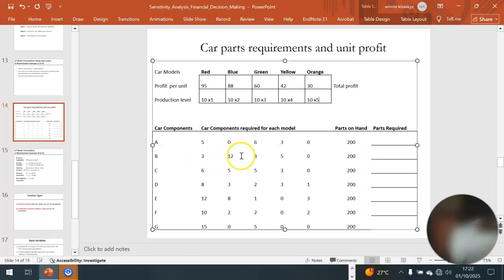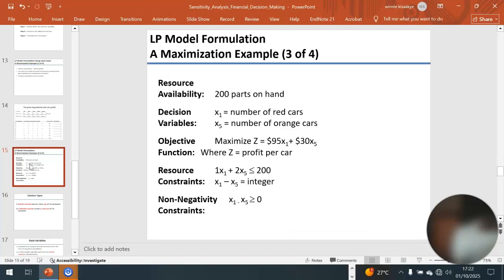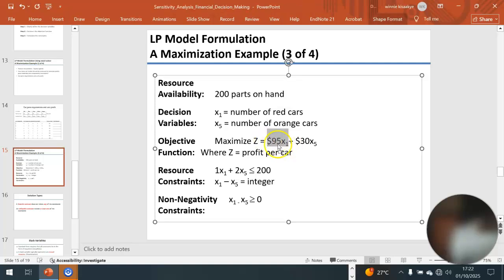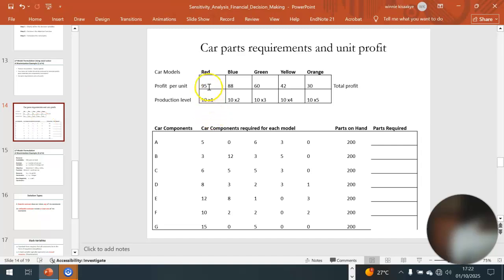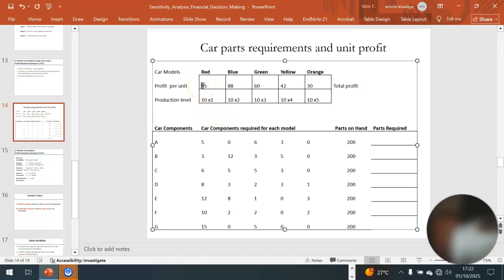So the reason as to why we are saying that to get the total profit per unit, we are saying 95x1 plus maybe 30x5. What we mean there, I guess we can see that here. As in here, the objective function, we should get the 95 of the red car model. As we can see here, 95 profit per unit of the red car model times x1. x1 is represented by a 10.